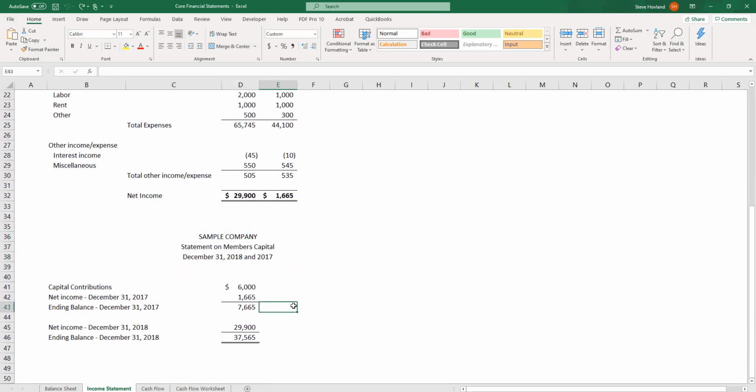So statement of members' capital, just like it says, what are your capital contributions into the company?